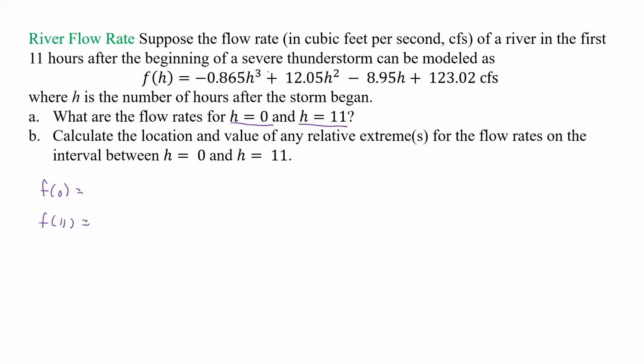Well, f of 0, that's 0, that's 0, that's 0, so we get 123.02 cubic feet per second, okay? Now f of 11, we just have to plug 11 here, here, and here, and if we plug those in, it's going to be a bigger value, I'm pretty sure. So it says 331.305 cubic feet per second, okay? So that's A.